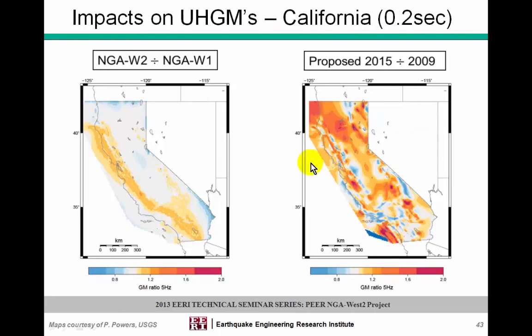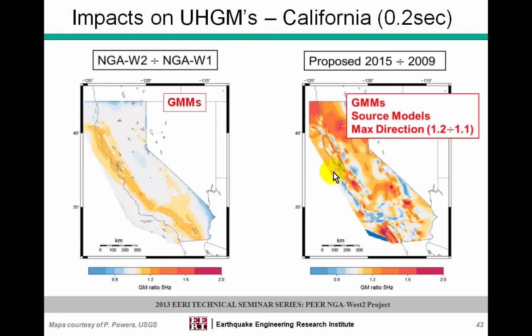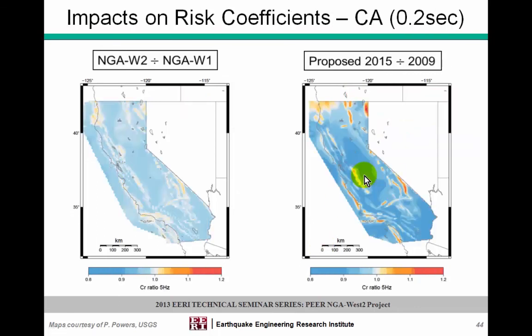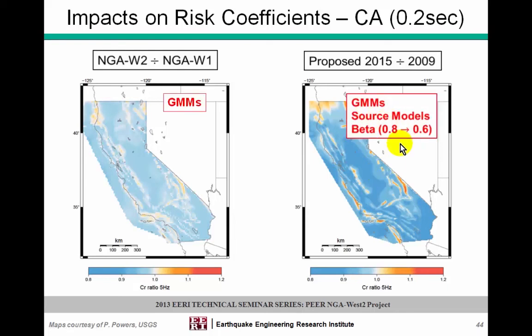Okay, and then these are similar plots for 0.2 second. I'll just go over these quickly. Again, the effect of NGA West 2, changing that only, here on the left, increases things a little bit along San Andreas. Now, the max direction factor going from 1.1 to 1.2, that's straight off about a 10% increase, but you've got source modeling effects in here as well. So there's more of a change here, including all these effects. And then same thing for the risk coefficient for 0.2 second. Pretty small change here when you change NGA to NGA West 2, a little bit bigger, but still pretty small change when you make these other source modeling and beta changes.